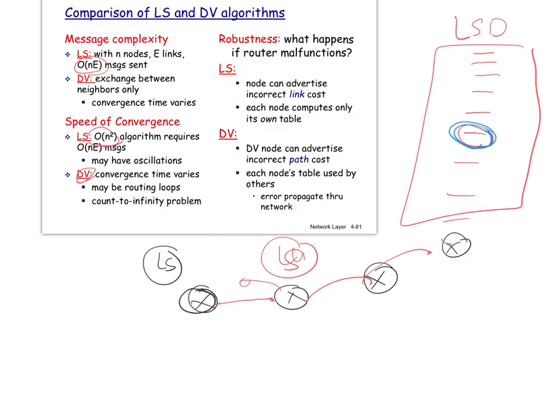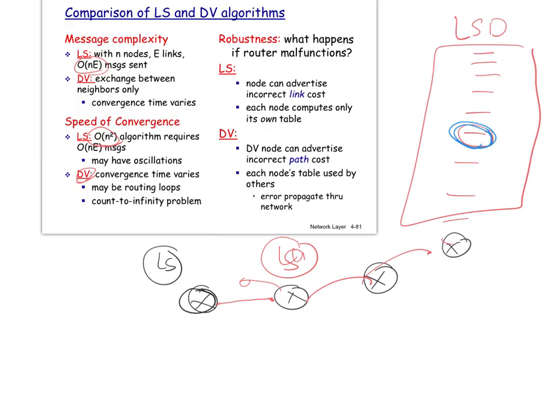Okay, so we have talked about this. We talked about how for link state, a node can advertise an incorrect link cost. And for distance vector, a node can advertise an incorrect path, and each node's state used by others will be in error, so the error will propagate. So this is the quick comparison between link state and distance vector routing protocols, particularly when it comes to incorrect cost on some of the edges.